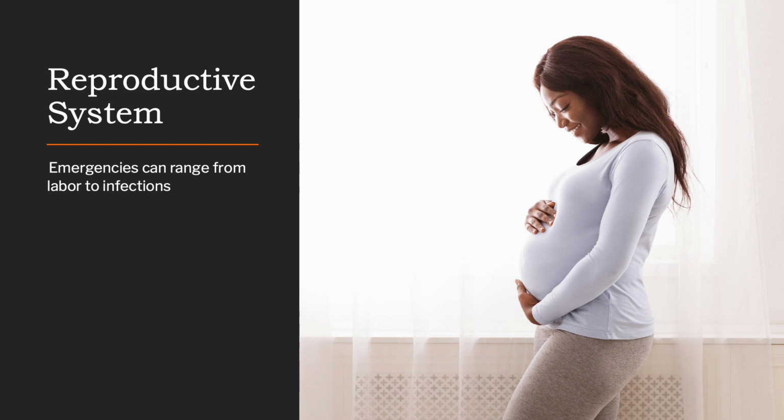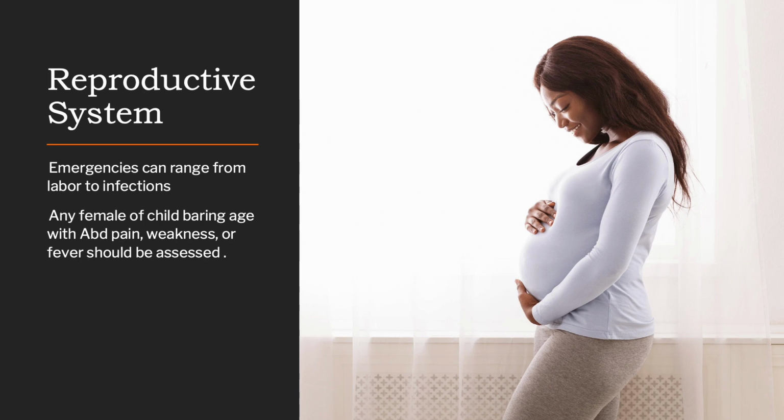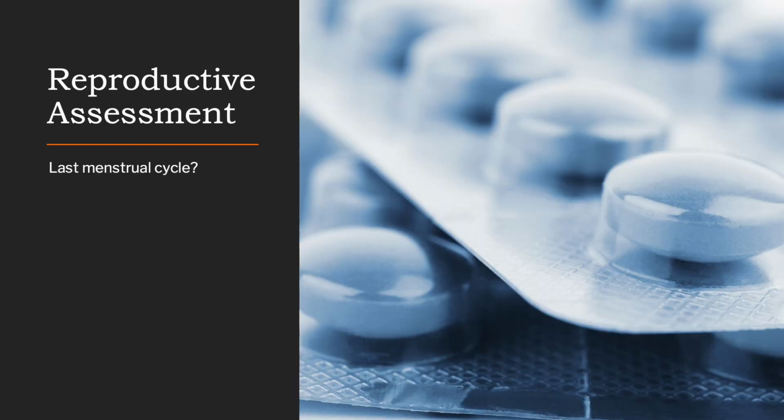So, when we talk reproductive, it can range anywhere from a woman who's gone into active labor to an infection in their uterus, anything in between, or an STD. Any female of childbearing age with abdominal pain, weakness, or fever should be assessed for the reproductive system. So we need to ask these questions.